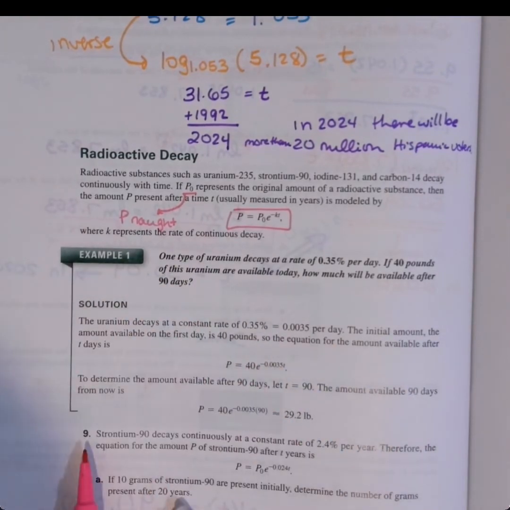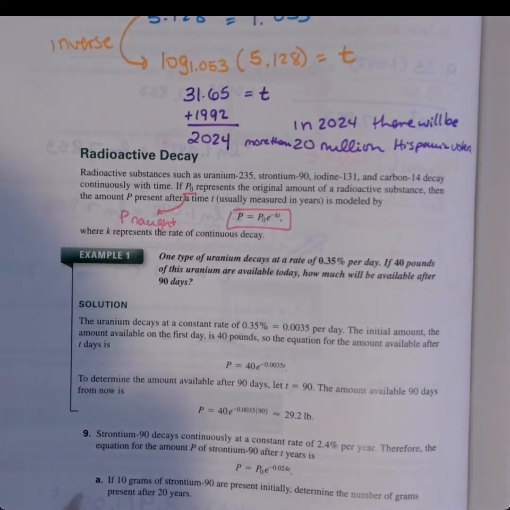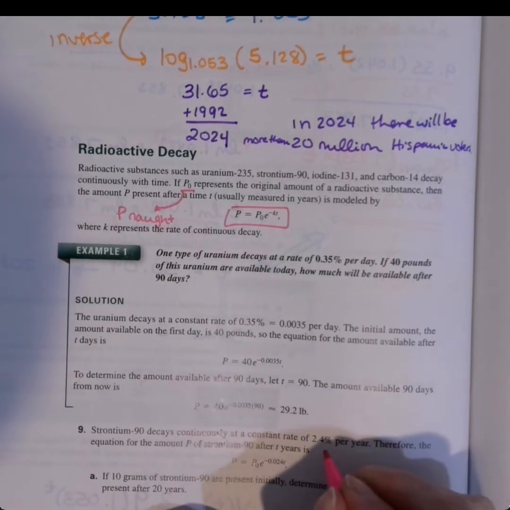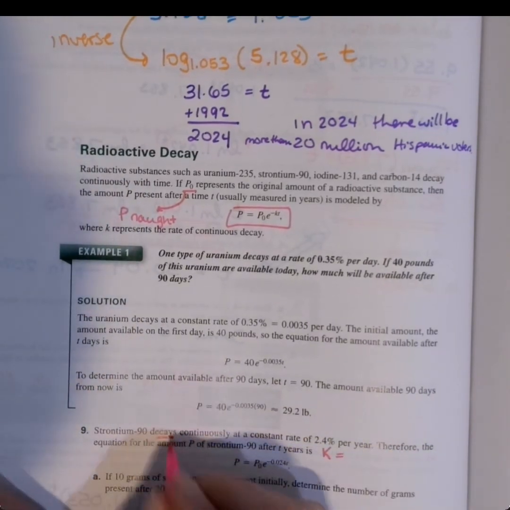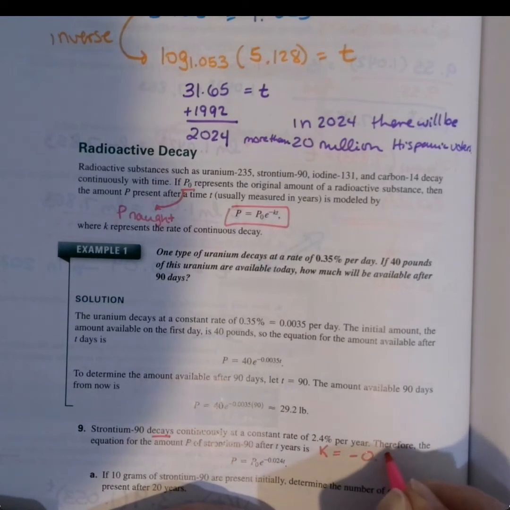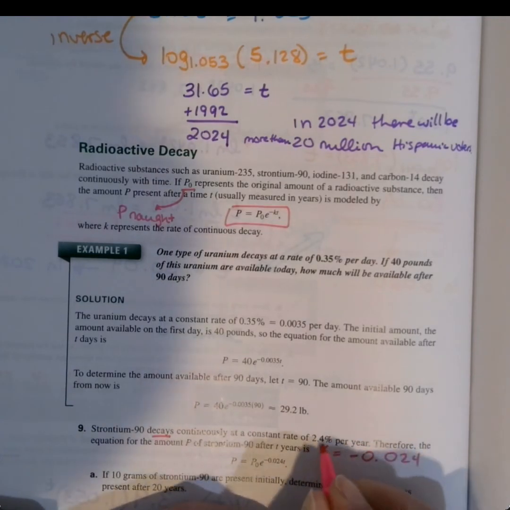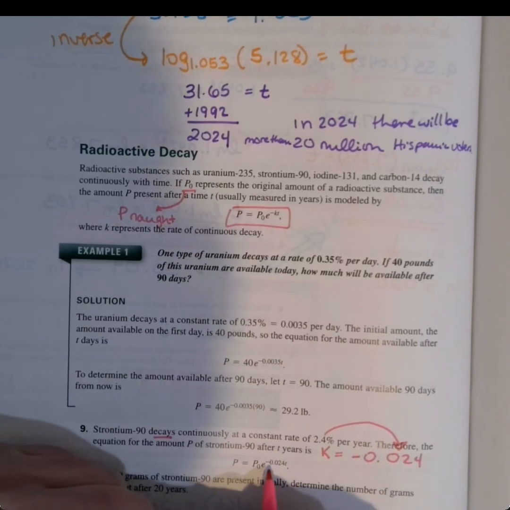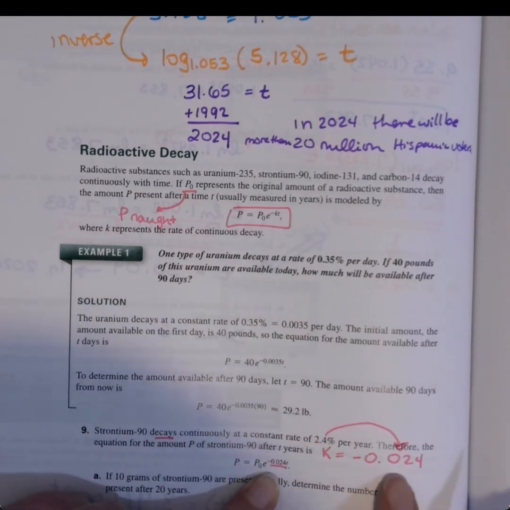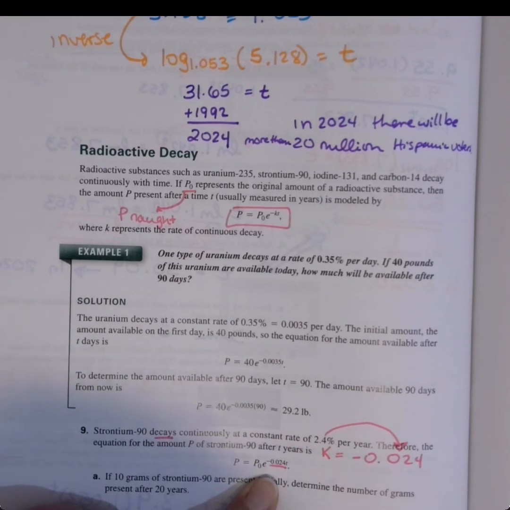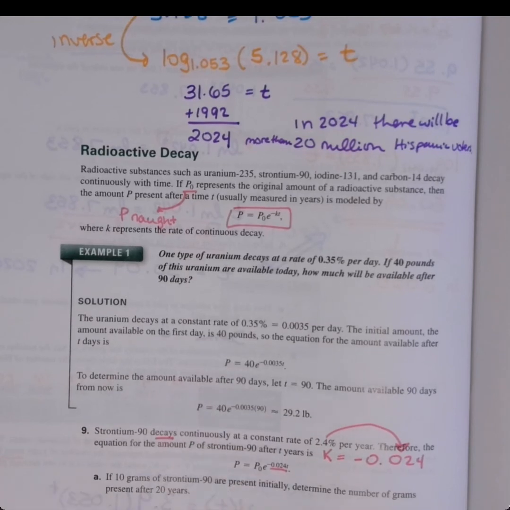We're going to jump down to number 9 right here. Talking about strontium-90, it decays continuously at a constant rate of 2.4% per year. So this is going to be my K value. Since it is decaying, I'm going to use a negative 0.024, and that's going to come from this value. And so you can see that they've already placed that value into the function as K. Just wrapping it around in case they hadn't done that for you later. You can figure out the K value because it's decaying, K is going to be negative, and you're going to use the percentage rate, the continuous growth or decay rate, to write your K value.